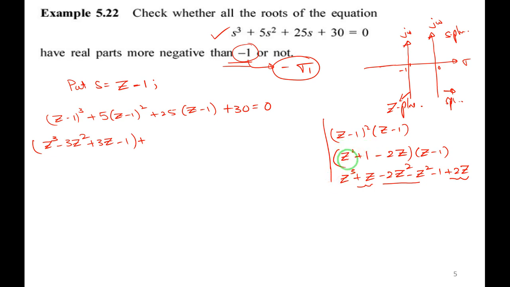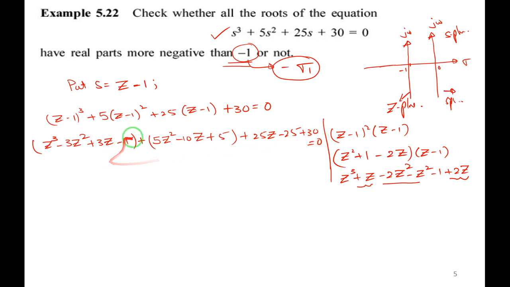The next, plus 5 into (z minus 1) whole square, already I have here. (z minus 1) whole square is nothing but a square plus b square minus 2ab, this one, right? Just multiply by 5: 5 into z square, 5z square, then minus 5 into 2z, minus 10z, then plus 5. Then this is 25 into (z minus 1), 25z minus 25, plus 30 equal to 0.